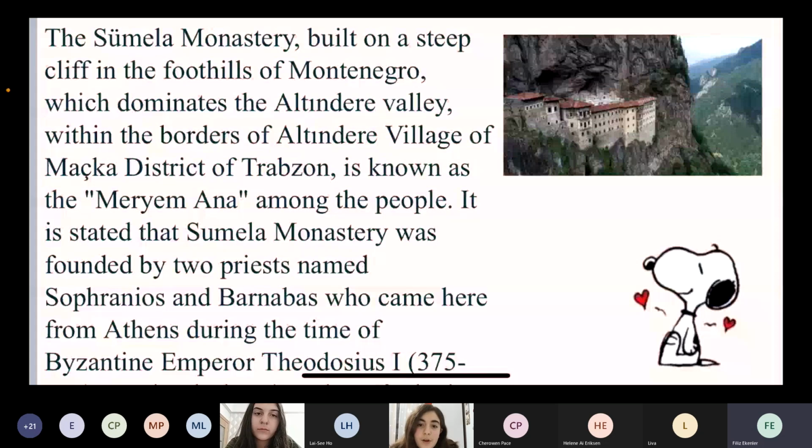The Sumela Monastery, built on a steep cliff in the foothills of Karadağ, which dominates the Altındere Valley within the borders of Altındere village in the Maçka district of Trabzon, is known as Meryem Ana among the people. It is said that Sumela Monastery was founded by two priests named Sophronios and Barnabas, who came here.